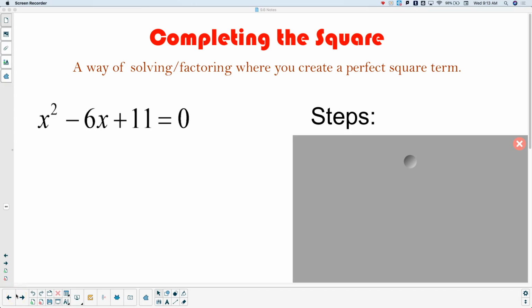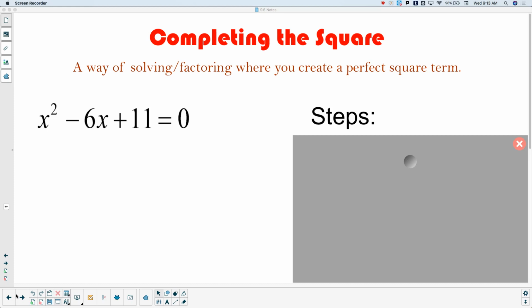So we've got to think back today to when we were in Algebra 2, because we're going to talk a little bit about something called completing the square. Completing the square is a way of solving or factoring something where you create a perfect square term.